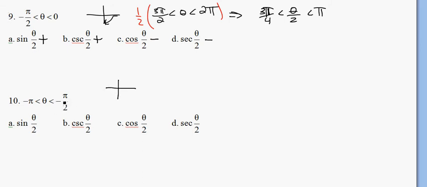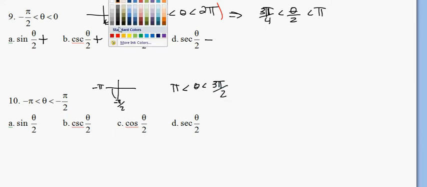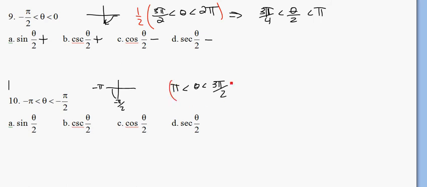Again, negative pi to negative pi over 2 is not in standard position, it's standard form. These are negative angles, we want to make them positive. So negative pi is here and negative pi over 2 is down here, so we're in the third quadrant. A third quadrant angle is in between pi and 3 pi over 2 if you're in standard position. I'm going to take all three of these and multiply them by a half. So that gives me pi over 2, theta over 2, and 3 pi over 4.